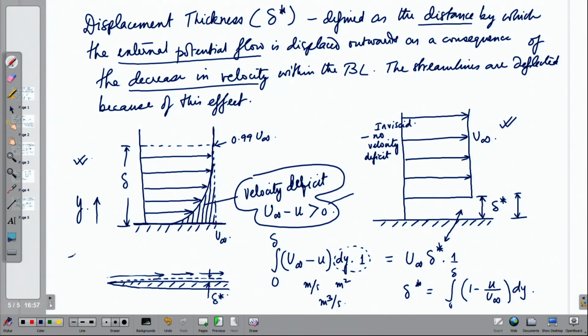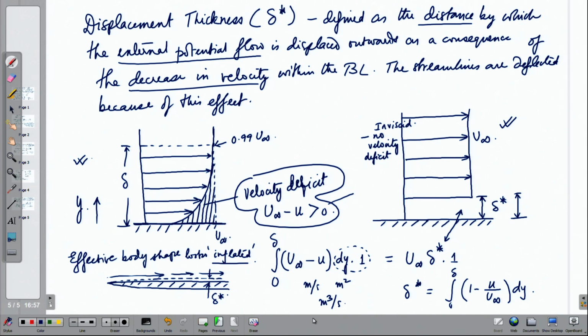That means the effective body shape looks inflated. If you perform calculations, you will find that delta star is a fraction of the delta.